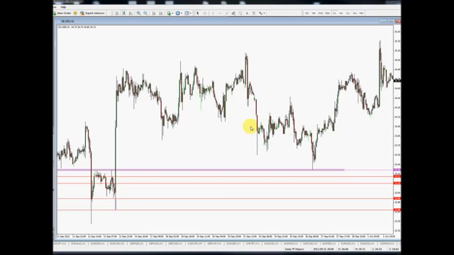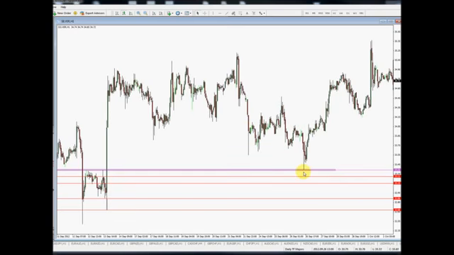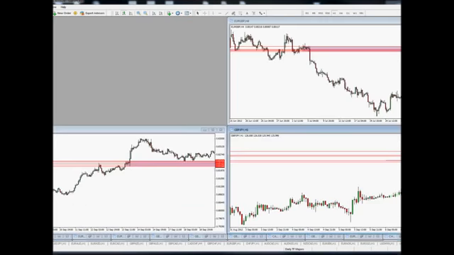And as we know, price reacted exactly at the first place it could and moved away. I'm not going to talk about target or exit, that's beyond the scope of this video. Okay, so that's silver. Next one, let's look at euro pound.